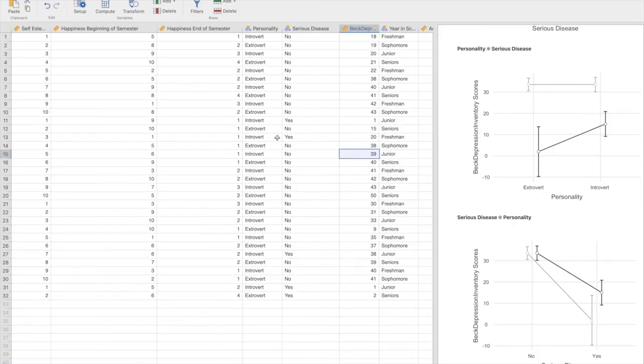So for our next ANOVA, we're going to examine two independent variables. The first one being personality type. That's a between subjects variable. Has two levels, introvert, extrovert. So it's a 2 by, I'm going to look at semester timing, beginning of the semester, end of the semester. That's a within subjects variable. It's a 2 by 2 ANOVA on happiness.